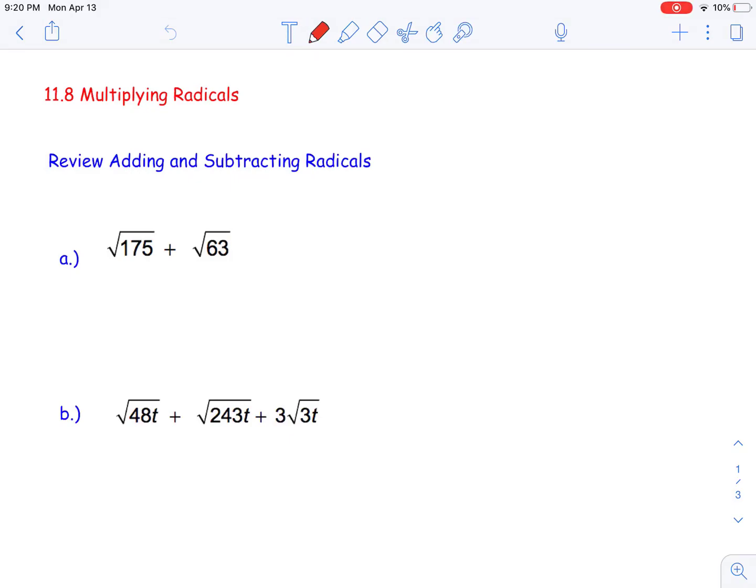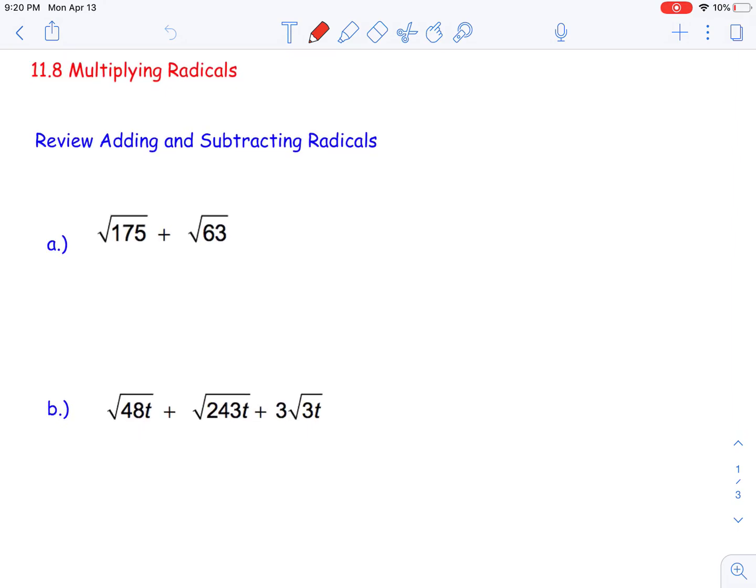Okay, today we're going to do 11.8, which is multiplying radicals. We started with 11.6, which was simplifying radicals. 11.7 was adding and subtracting radicals, and now we're going to learn about multiplying radicals. So this is a skill you'll need. Knowing how to simplify radicals is a skill you'll need for your future math classes, so it's a good thing to get some practice with.